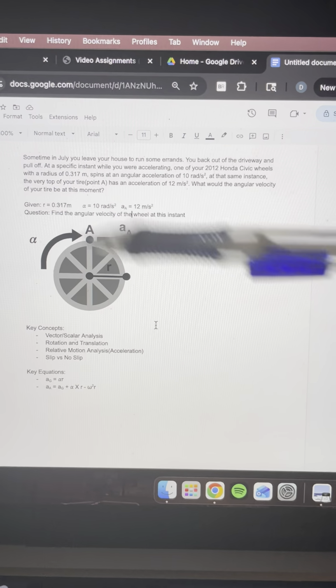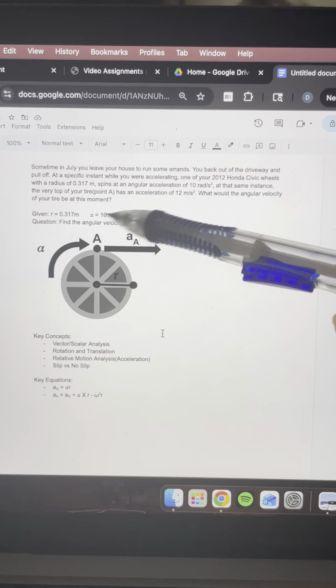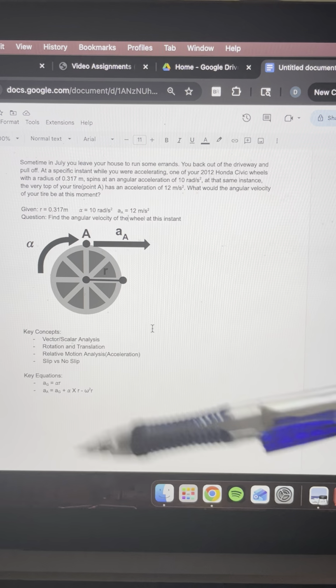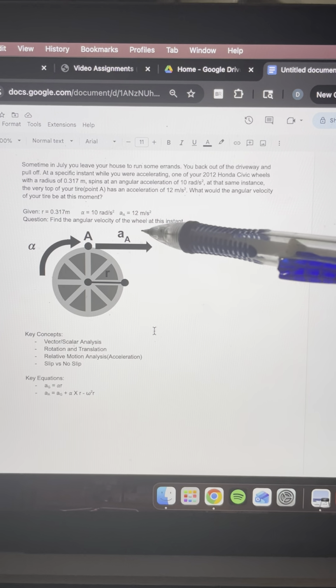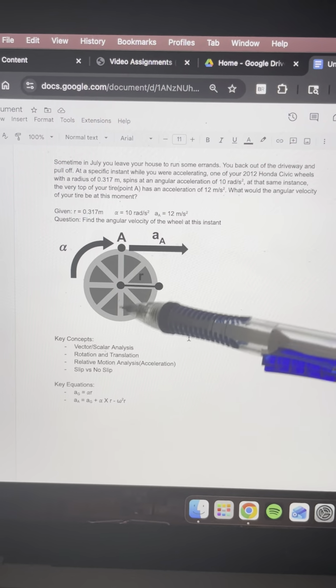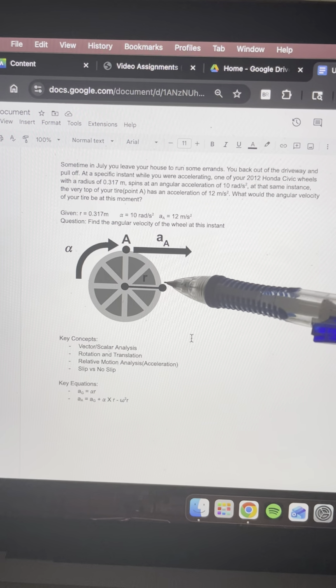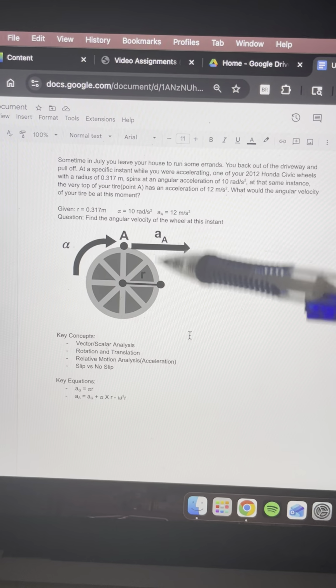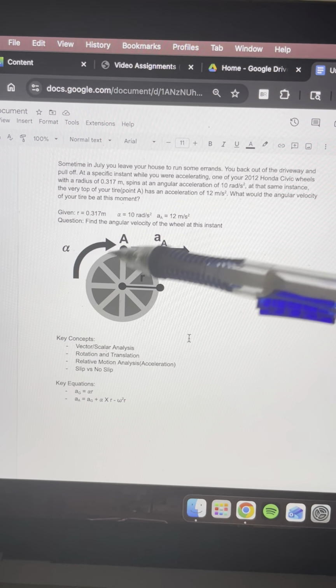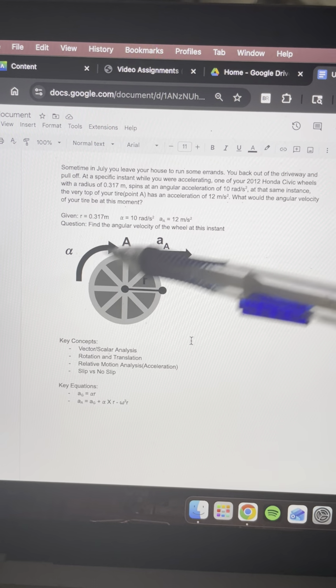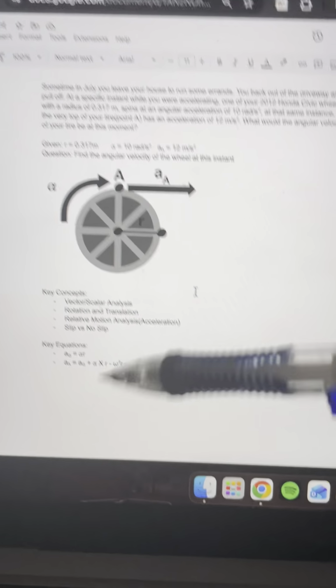Obviously, we have our givens. We got the radius, angular acceleration, and the acceleration at point A. We want to find the angular velocity of the wheel at this instant. Here's a free body diagram. We have our radius from the center of the wheel to the end of the wheel. We have the acceleration of A. We have point A, and then we have the angular acceleration.